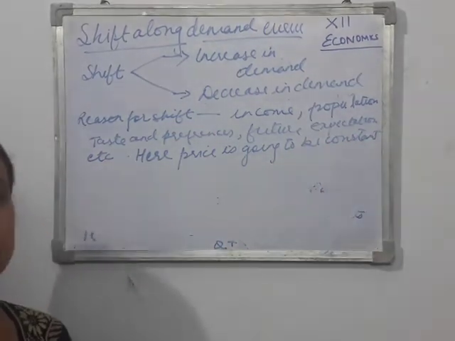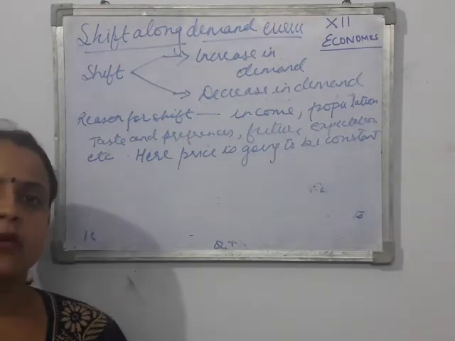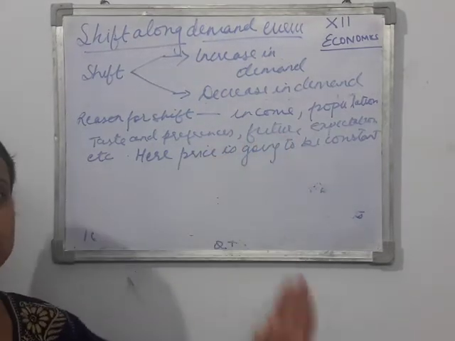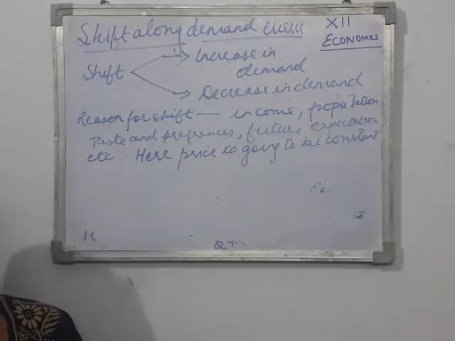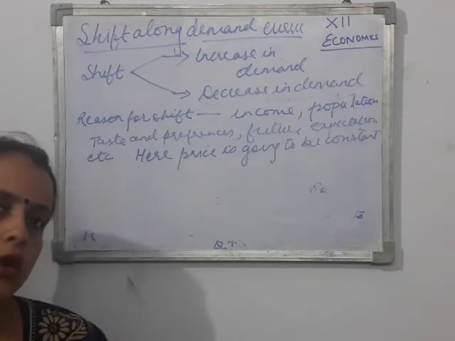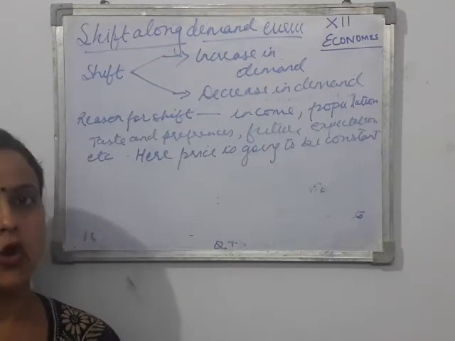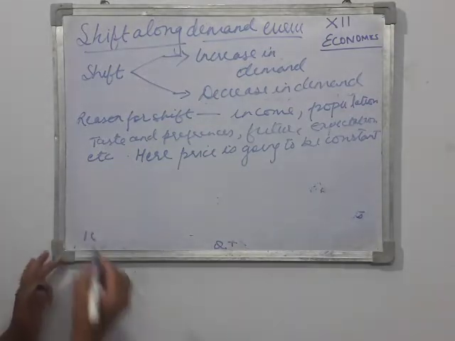What does this mean? This means that whenever shift happens, meaning whenever there is an increase in demand or decrease in demand, it should be due to these factors, not due to price. Price is constant here. Price has no real role to play in shift. That's why we call them increase in demand and decrease in demand. Always remember this.